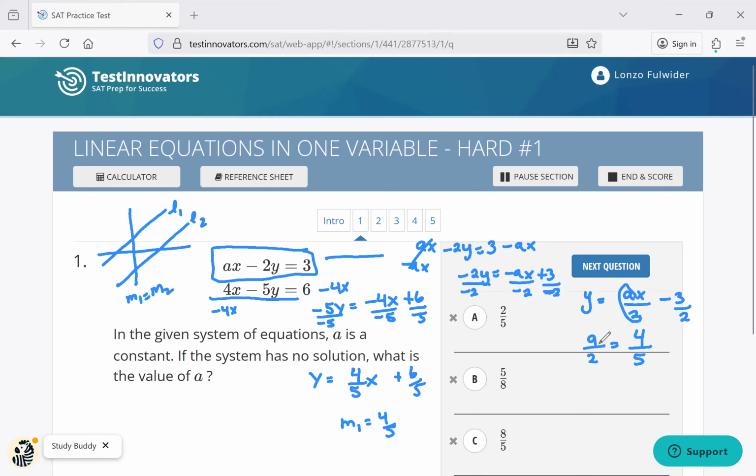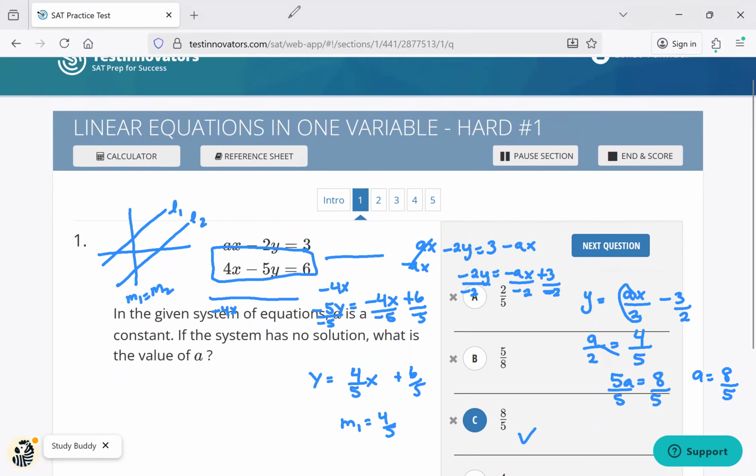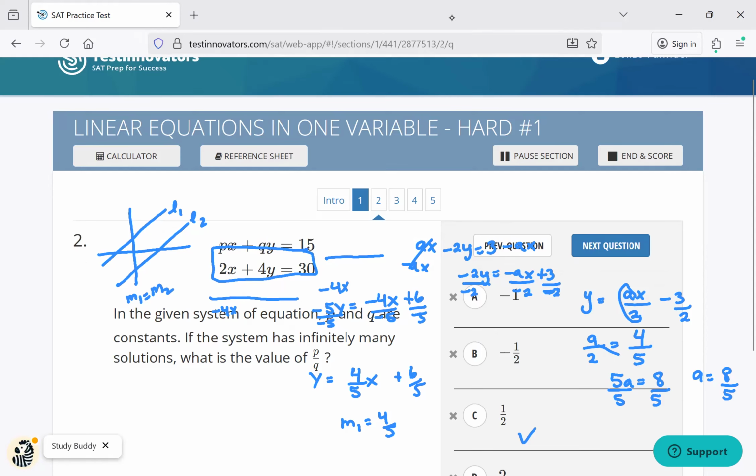Now we can figure out what a is by cross multiplying. So what's 5 times a? 5a. What is 2 times 4? 8. Continue solving for a by dividing both sides by 5. So a equals 8/5. So it's C. Okay, so that's how you solve this one. Let's move on to question two.